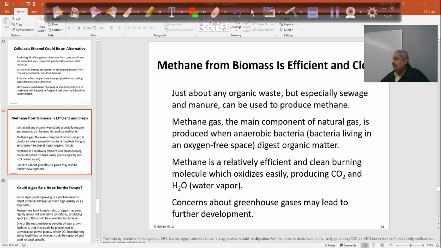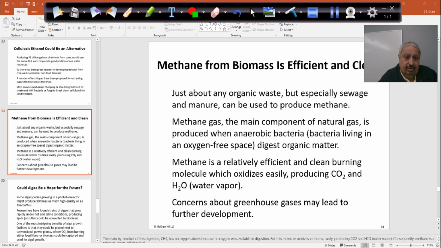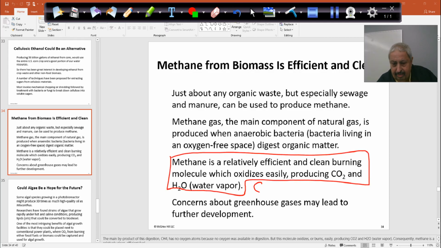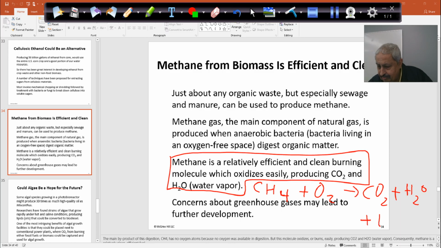But the methane, you can burn it to get combustion, you get the heat, and you can use it in cooking, correct? Methane is very clean, producing only CO2 and H2O, and energy. So just to show you here, let me write it here. Methane, CH4, when it's combusted with oxygen, you produce CO2 plus H2O plus clean energy.